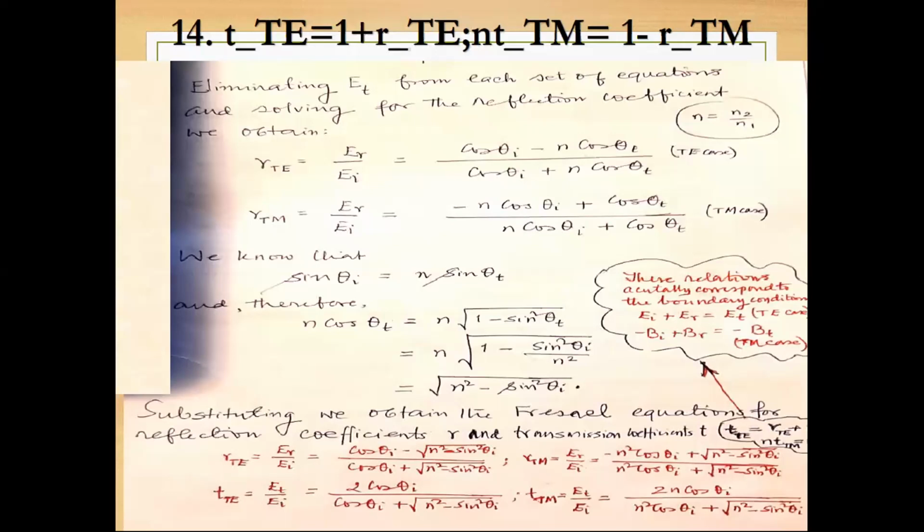I have noted that these are nothing but the boundary conditions EI plus ER equal ET, as in the TE case, and minus BI plus BR equal minus BT, as in the TM case. So we have been imposing two very intuitive, beautiful conditions, and of course using Snell's law, we have been able to obtain the transmission and reflection coefficients for S wave polarization and P wave polarization. So with this, we now go to the next slide, which is number 15.